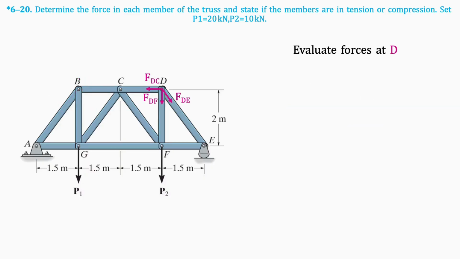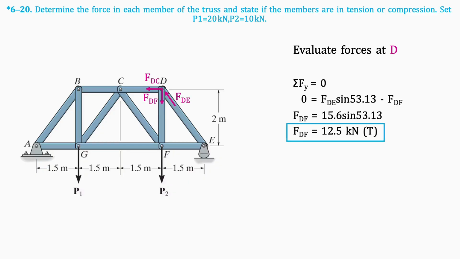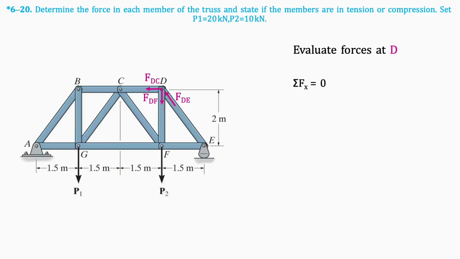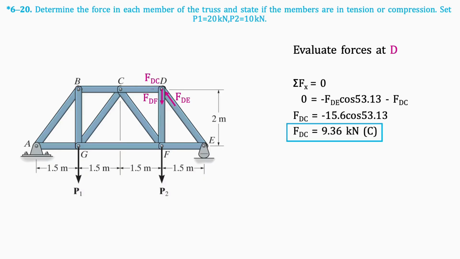Now, looking at joint D, we'll flip the force FDE, as we previously determined it was in compression. Then we'll apply the same process as joint B. This results in the following forces, making sure to flip those in compression.